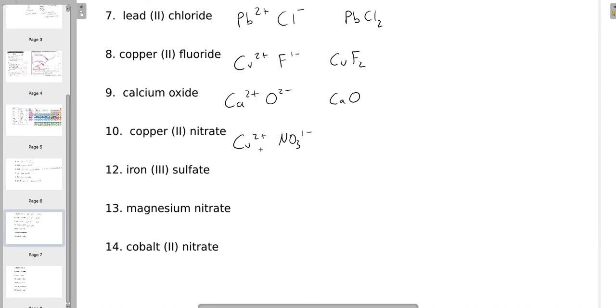So you have copper with a charge of 2+, nitrate with a charge of 1-. You're going to need 2 nitrates for every copper, but because this is a polyatomic ion, it's got to go inside parentheses. So Cu(NO3)2.